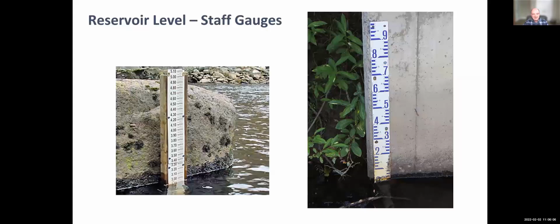So we did have some people that were saying they are not recording their reservoir levels. And so here's some examples of what people have done. They've placed these staff gauges up. It's kind of handy if you have some sort of vertical structure close to your dam or your spillway or something that you can see. So you can use staff gauges.